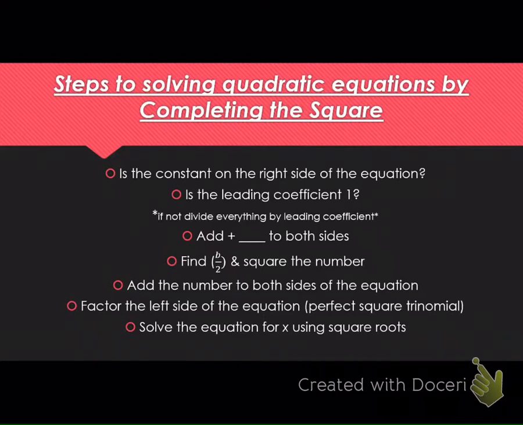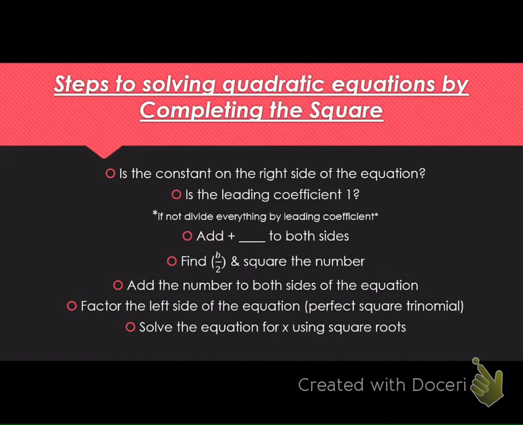But completing the square is different. We actually want the constant alone. So we want the x's on one side of the problem. We want the constant alone on the other. So that's the first thing we have to make sure is happening. Secondly, is the leading coefficient a 1? Because if it's not, we have to divide everything by the leading coefficient before we can start.